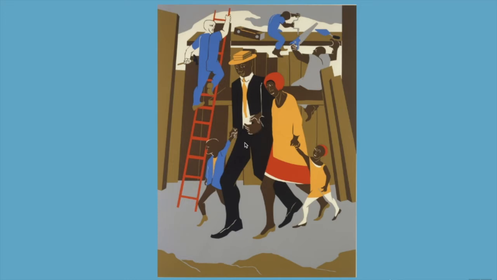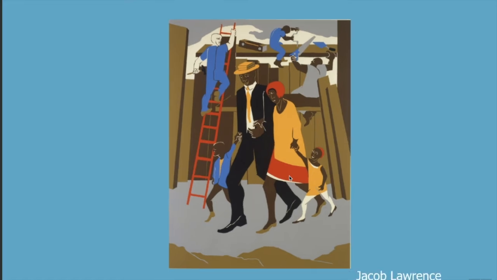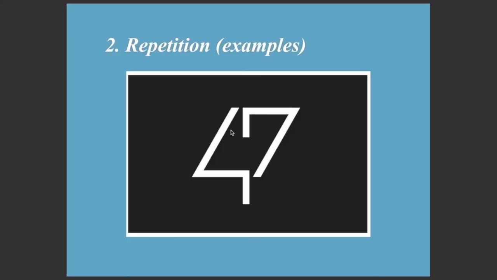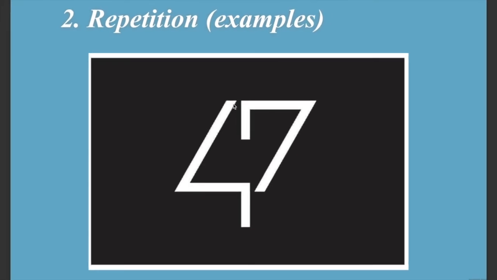Repetition of, you could say, direction. Okay, these legs all go in the same direction. That helps to create unity. What about this one? We have repetition of line. Okay, this line is repeated. It's reflected. Okay, and that helps to create unity.